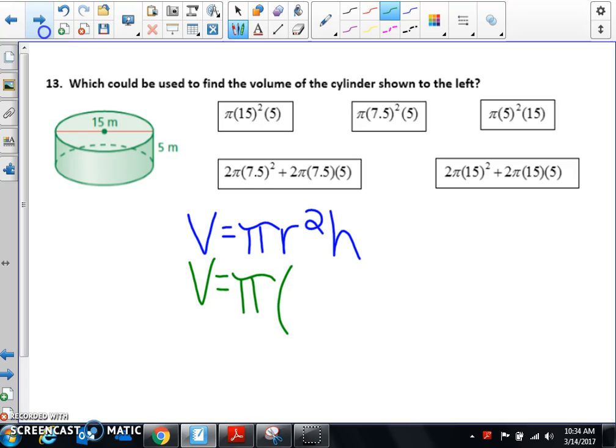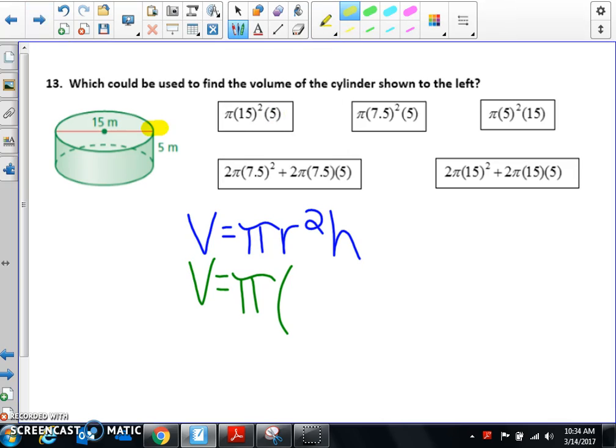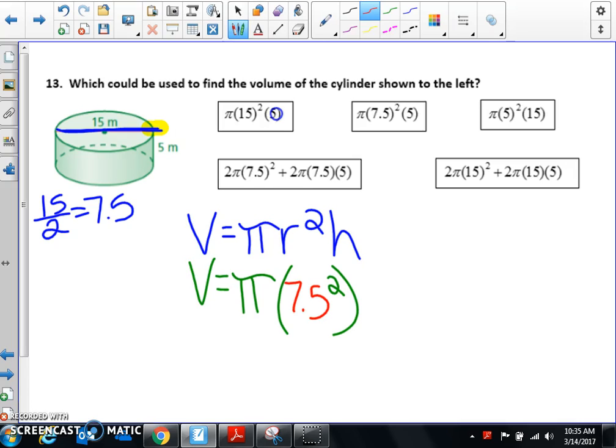Now the radius is half the diameter. They gave me the diameter because that's the entire way. So I've got to cut that in half. All right, so 15 cut in half is 7.5. So that is what I'm plugging into the radius, 7.5 squared. And then my height is how tall the cylinder is, which is 5. And bam, there is my formula. So if I look up here, the only one that's identical is this one.